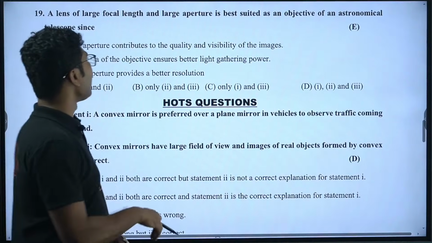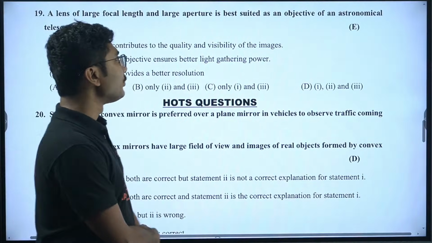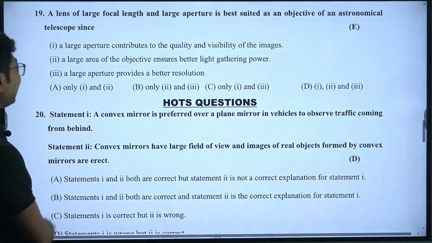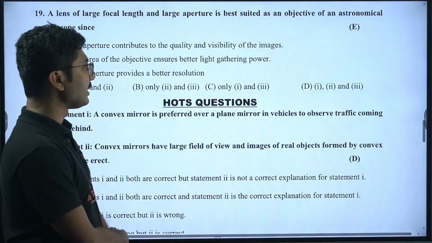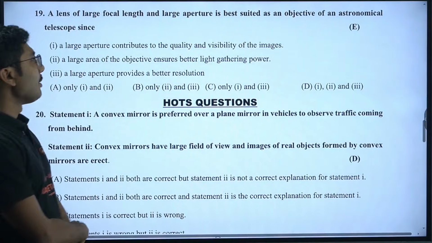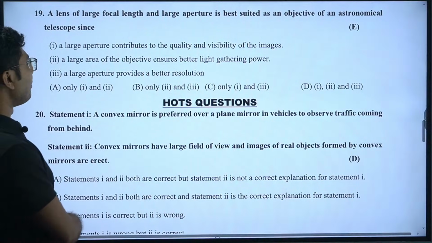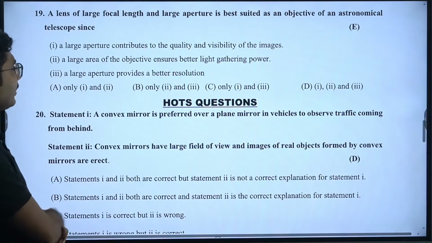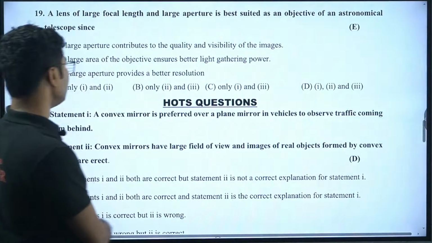Now question number 19. A lens of large focal length and large aperture is best suited as objective of an astronomical telescope, since a large aperture contributes towards the quality and visibility of the images. A large area of the objective ensures better light gathering power. A large aperture provides a better resolution. Options: only 1 and 2, only 1 and 3, only 1 and 3, 1, 2 and 3.